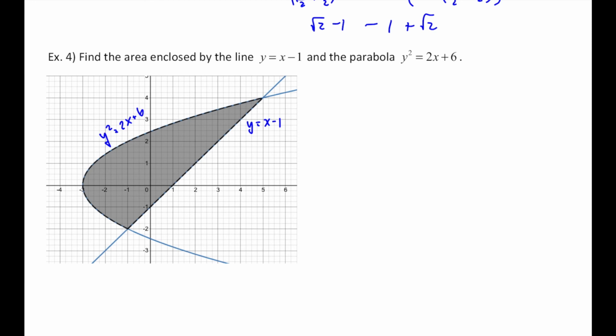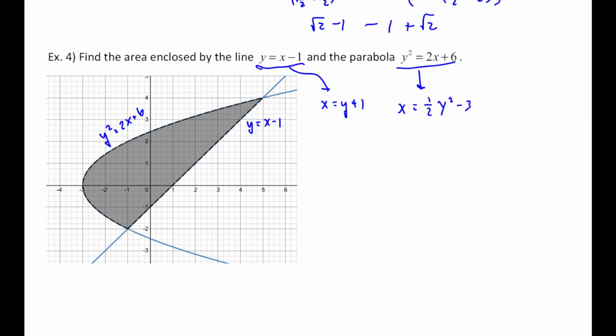Everything's in terms of horizontal. We recognize that's not a function, but actually it's just an equation in terms of x, or x is a function of y. What I'm going to do is rewrite these two equations. I have x equals y plus 1. And I'm going to rewrite the second one as x equals 1/2 y squared minus 3.